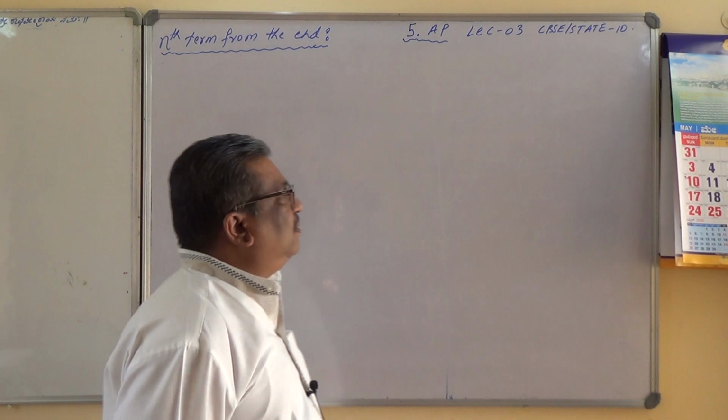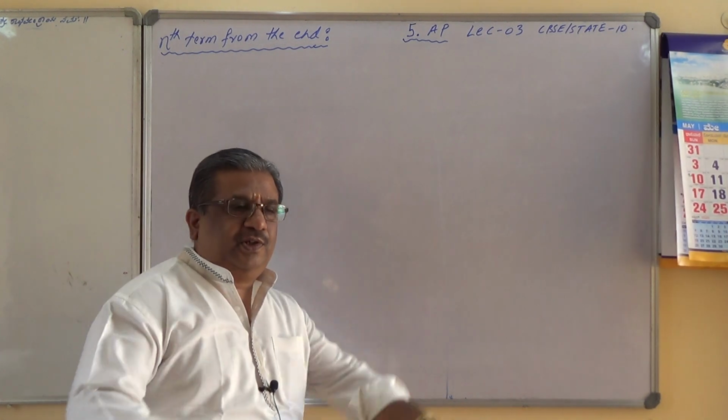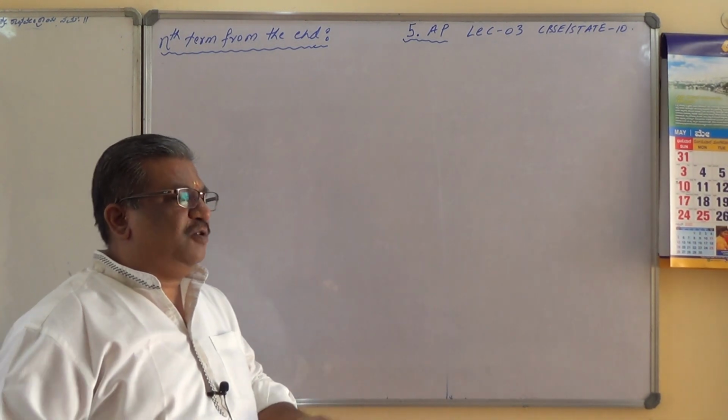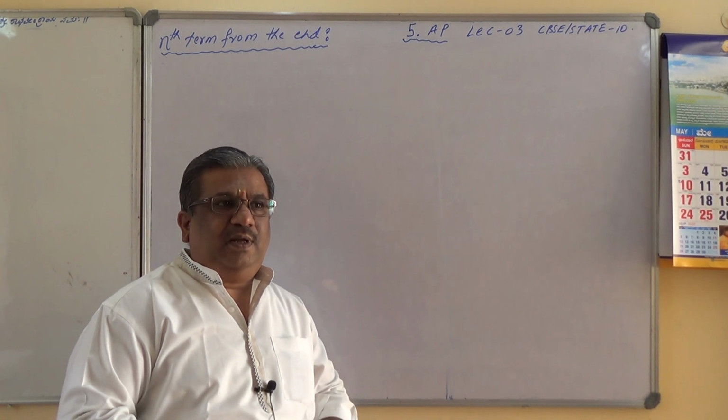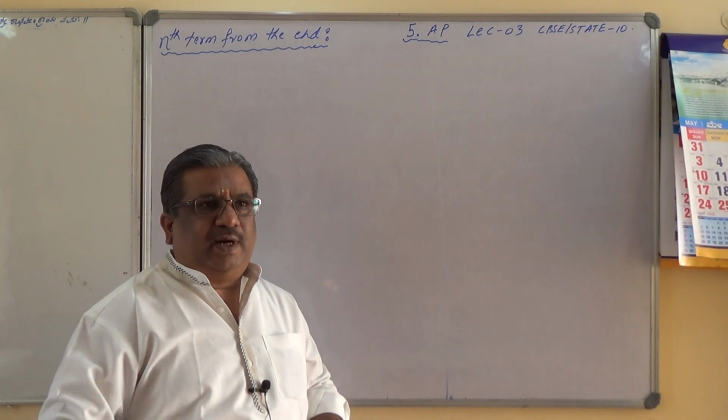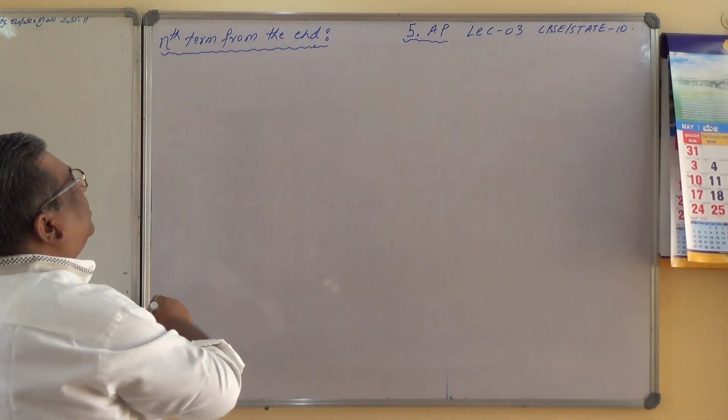Let us start lecture number 3, arithmetic progressions. Two conceptual parts I will discuss, and then I will start solving the exercise numericals first and then go to RDS. So, nth term from the end.